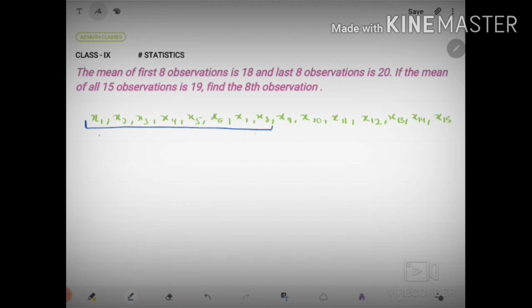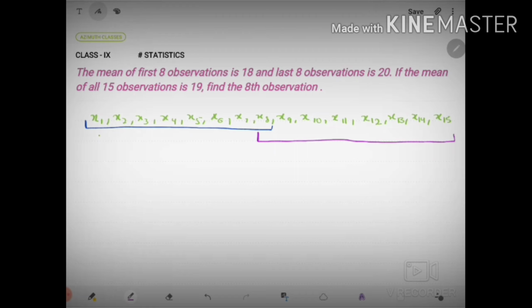And likewise, the question says if we find the mean of the next 8 observations, which is shown by a different color, so these are the next 8 observations, it is coming out to be 20. Overall, if we find the mean of all these observations, it is coming out to be 19. So let us write the equations for these so that we can simplify finding the value of x8.